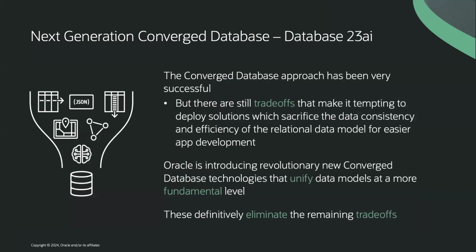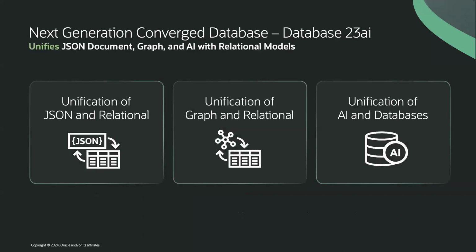Okay, so what we are doing in 23C AI database is, again, as I mentioned in my previous slide, for each workload, generally customers choose different types of database depending on what type of workload they have. But Oracle has the converged database. So by using that, you can unify all your data models at a fundamental level. That's why you can eliminate any data inconsistency trade-off and also the operational issues, which you generally tend to have if you want to manage different types of database for different workloads.